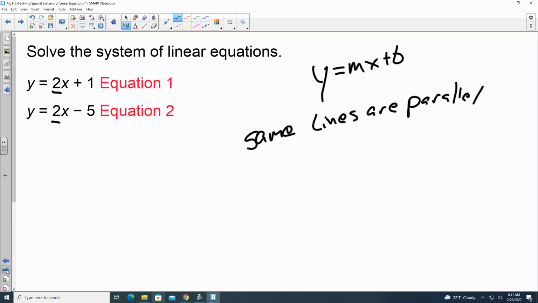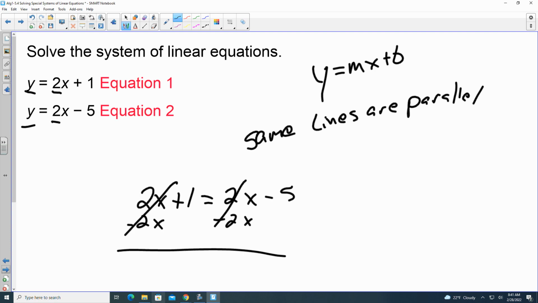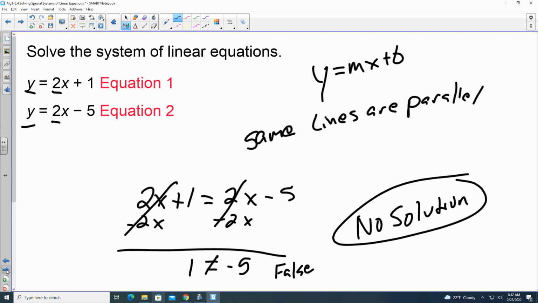But if you didn't see that, let's go ahead and solve the system. Since both of them are set equal to y, I'm just going to set them equal to each other. So I get 2x plus 1 is equal to 2x minus 5. If I were to subtract 2x from both sides, actually those cancel out. And the reason why it's no solution is because if you look at the constant value results, 1 does not equal negative 5. Since that statement is false, we get a no solution system.